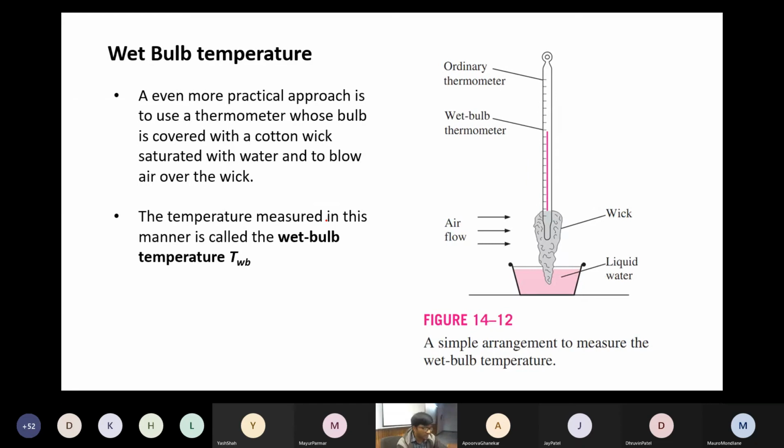Okay, we have a few minutes left, so let me tell you that so far we are in a process to find omega 1 and omega 2. There is one more, even better and practical, approach to find these values: use a thermometer whose bulb is covered with a cotton wick saturated with water, and blow air over the wick. The temperature measured in this manner is called wet bulb temperature.